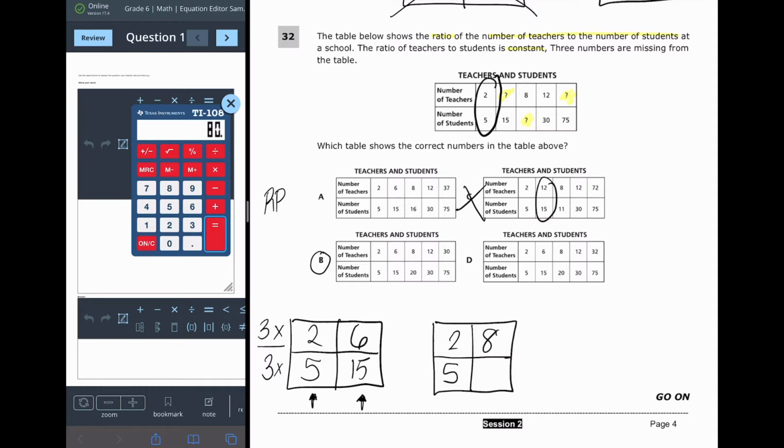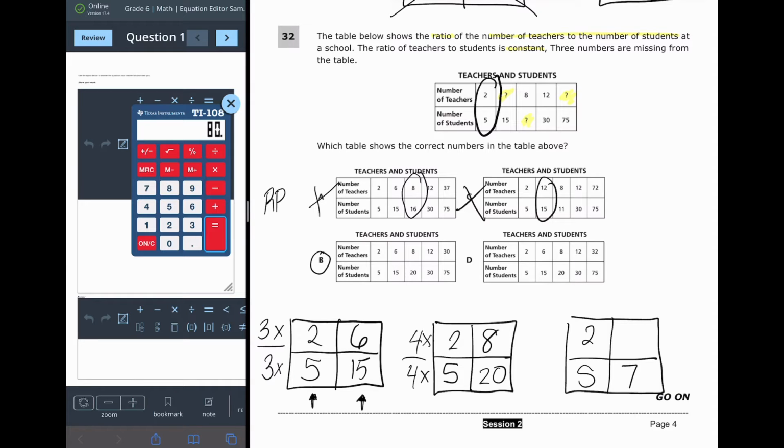And I can do the same multiplicative relationship. This time it's going to be 4 over 4. 4 times 2 is 8, and 4 times 5 is 20. So I should be looking for 8 over 20. So that means I can definitely get rid of A because it has 8 over 16. And now we'll go to the last one. 2 choices left.